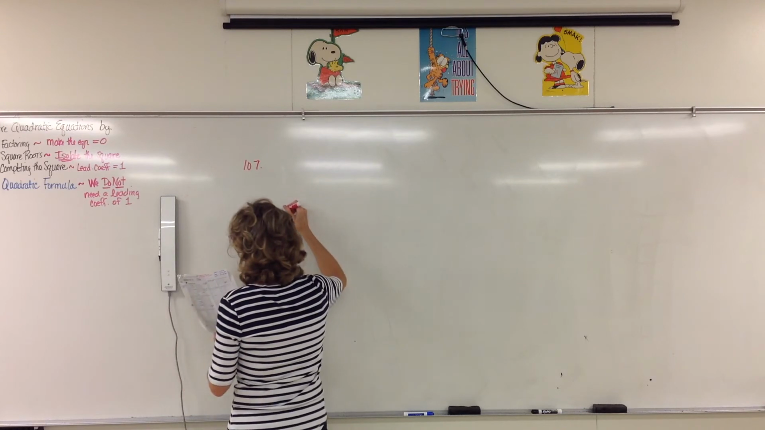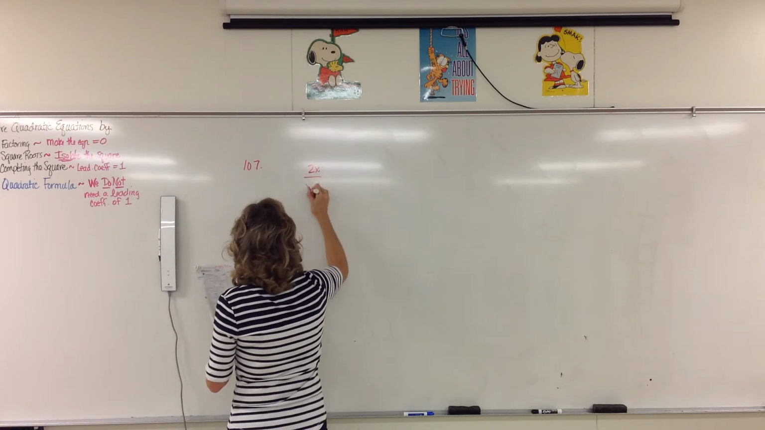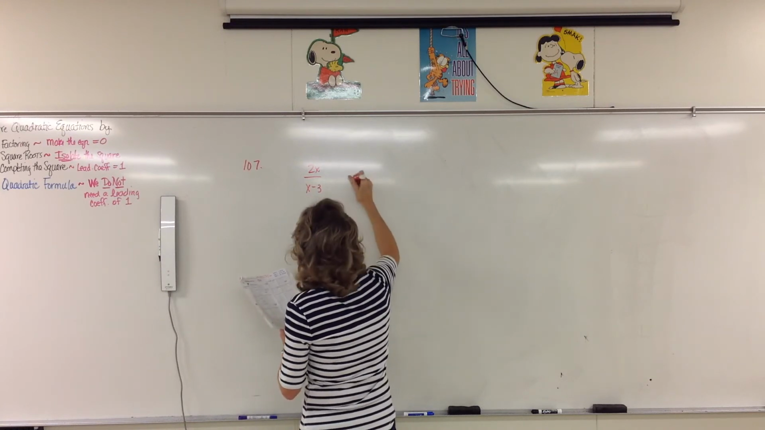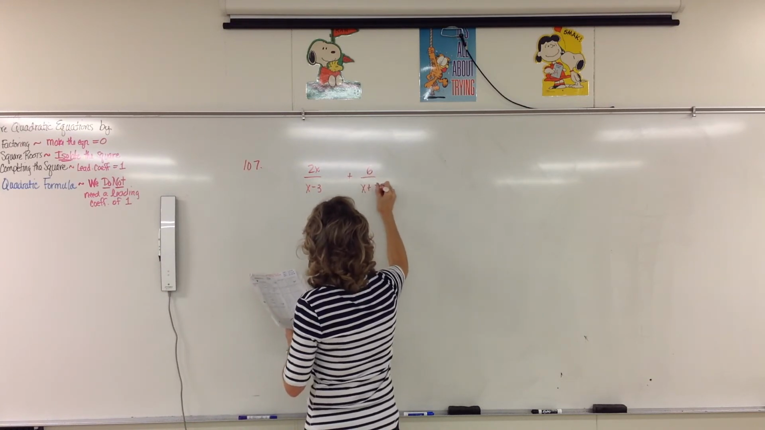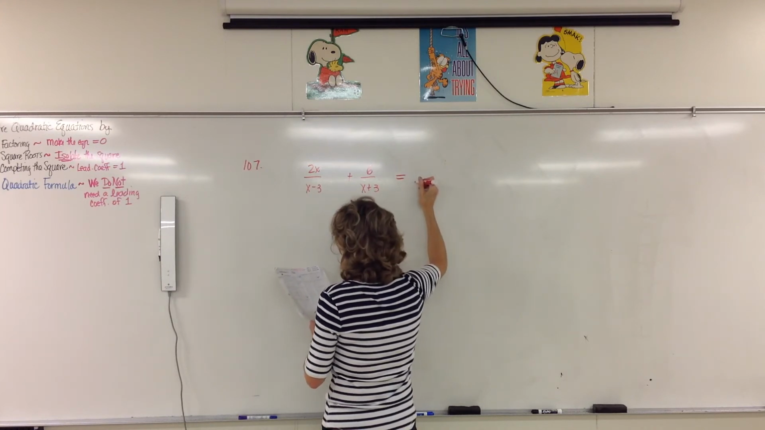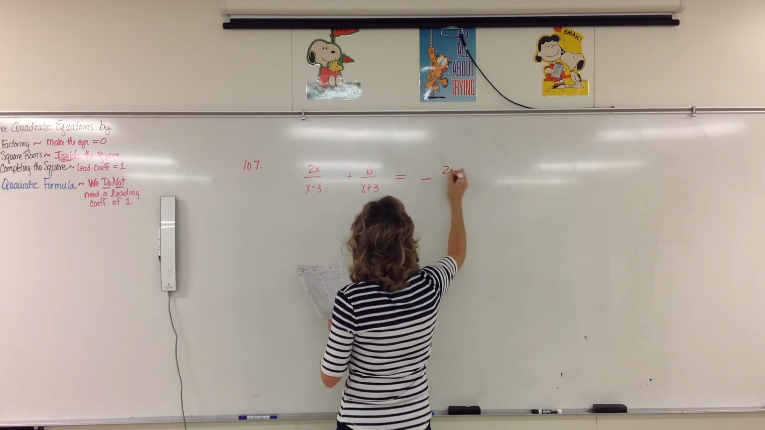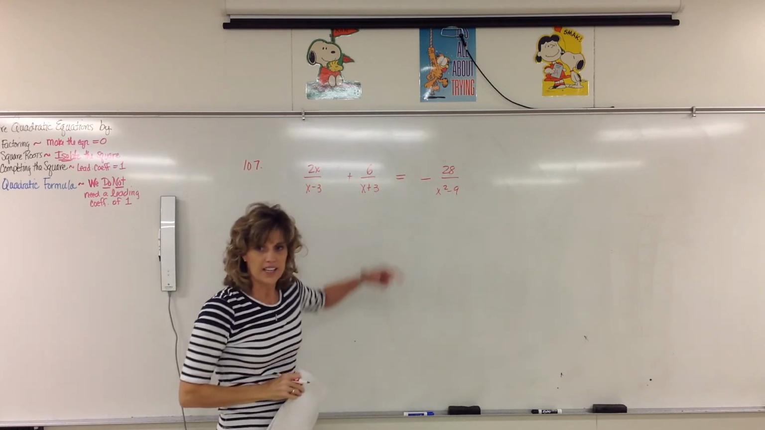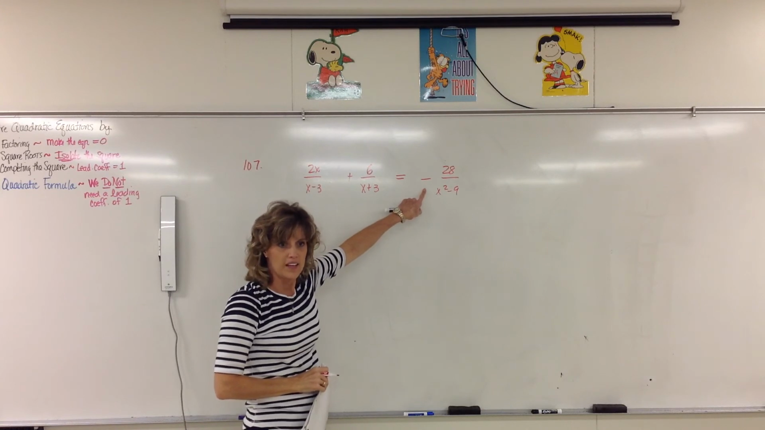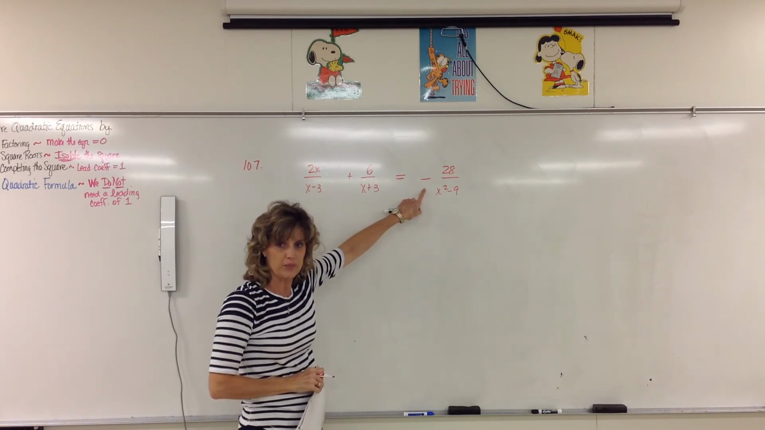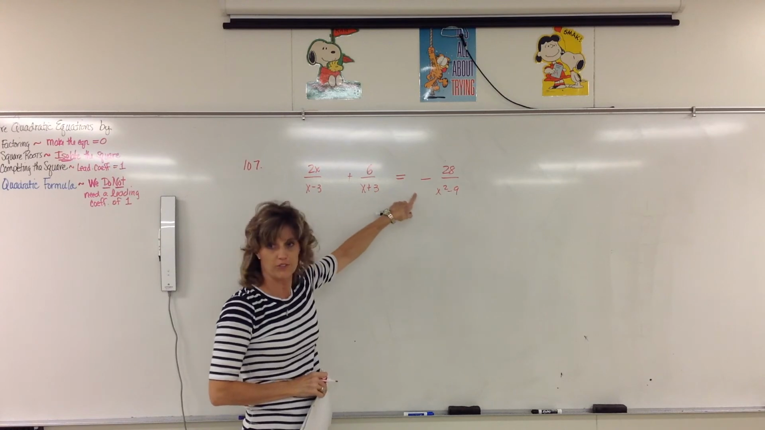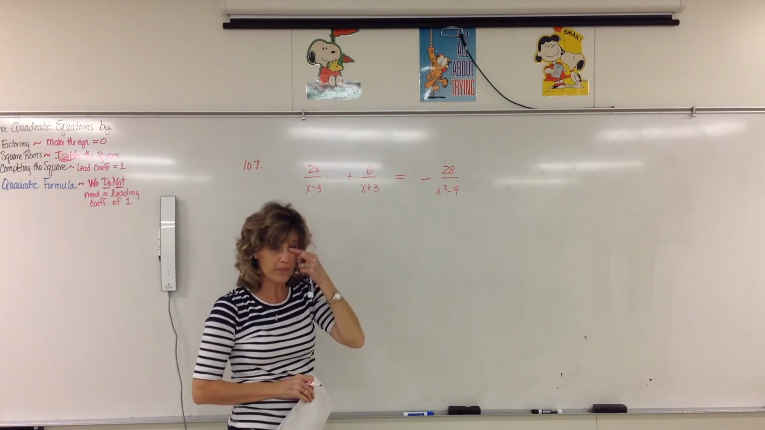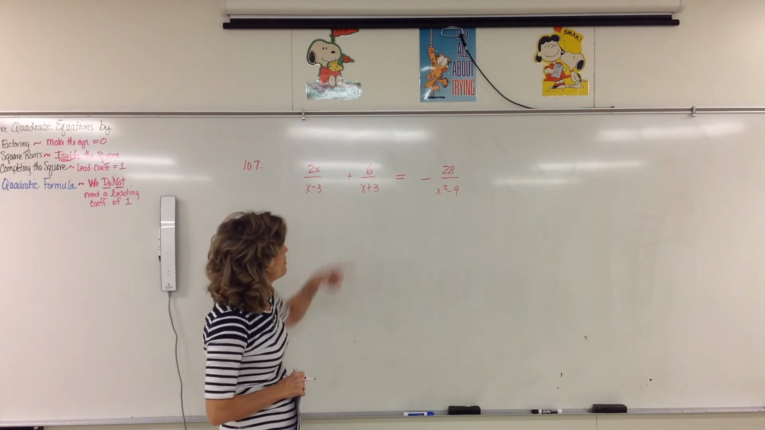Let's see, on 107 we have 2x over x minus 3 plus 6 over x plus 3 equals negative 28 over x squared minus 9. Notice that this negative is out in the front. For a fraction, the negative can be on the top or on the bottom or out in front. But when it's out in front, it doesn't go in both places. So it might be easiest if we think of that negative as going with the top.